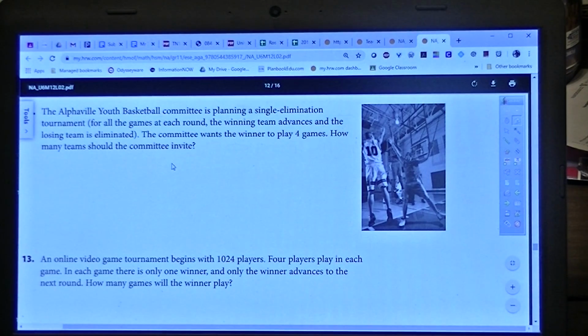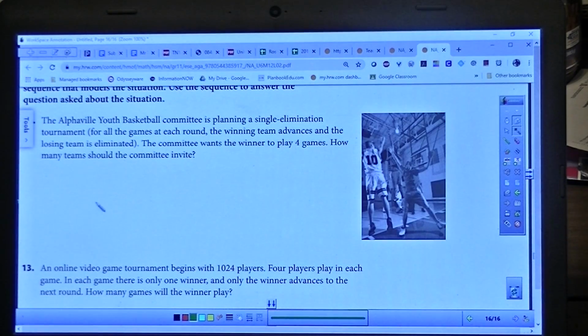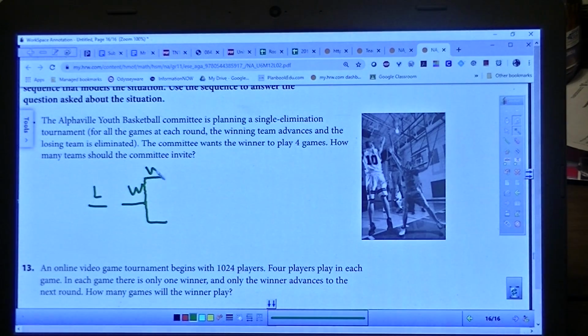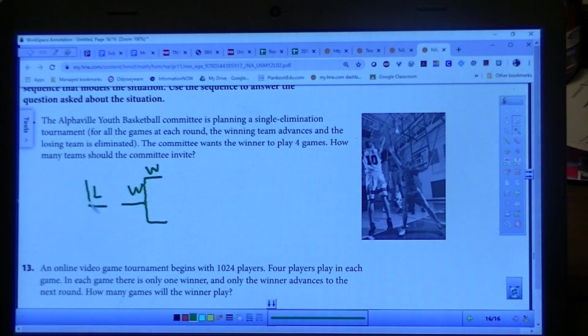Okay, so if they want the winner to play 4 games, let's just kind of do this diagram out. So here we go. We got the loser and the winner. Okay, well that's 1 game. Well, how'd the winner get there? Well, he played this other game, right? How many games has the winner played? 2. Okay. So I'm going to put the W down here. Keep track of them easier.